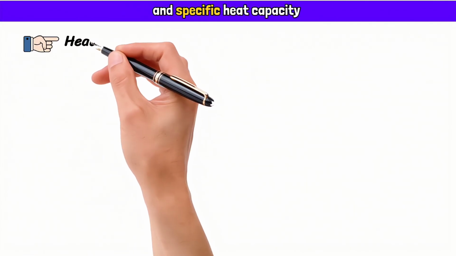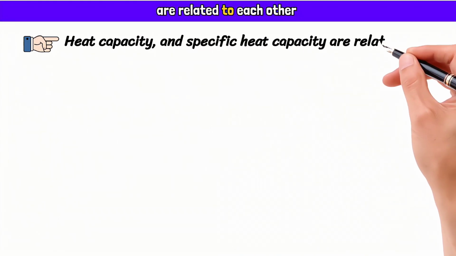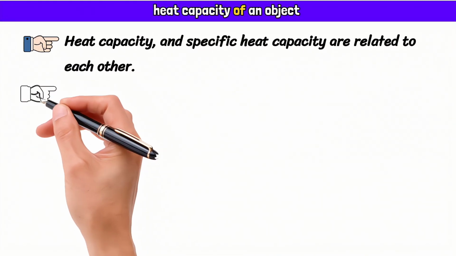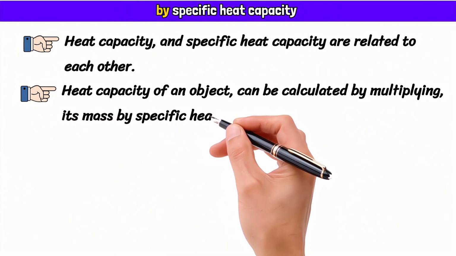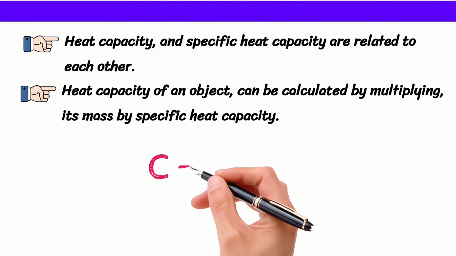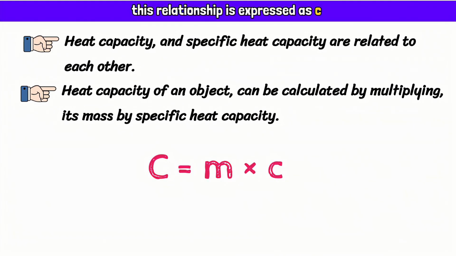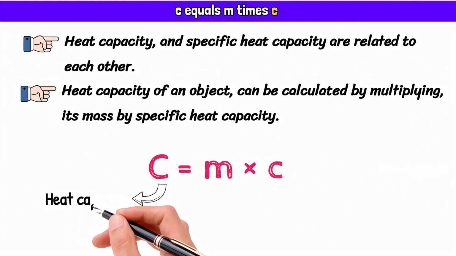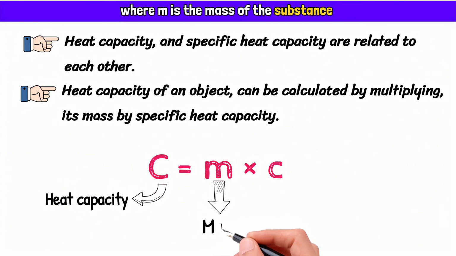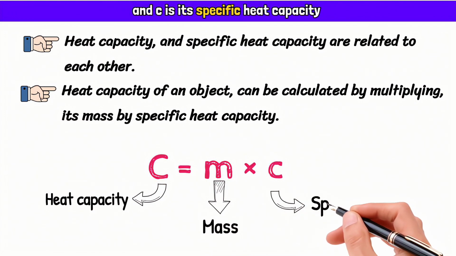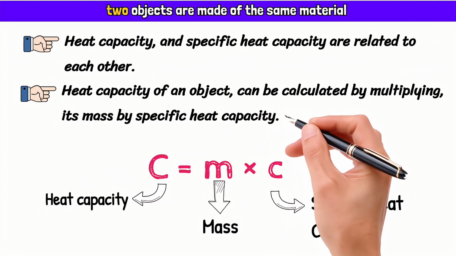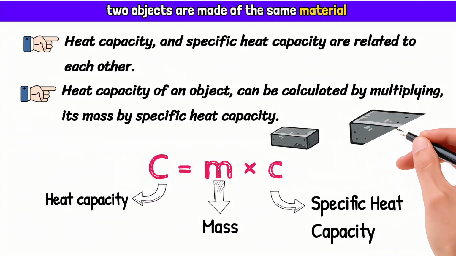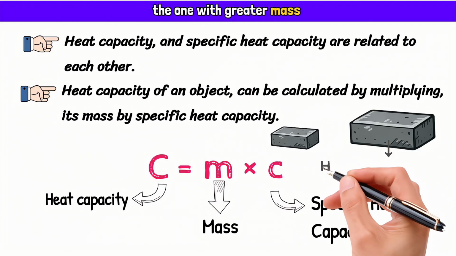Heat capacity and specific heat capacity are related to each other. The heat capacity of an object can be calculated by multiplying its mass by its specific heat capacity. This relationship is expressed as C = m × c, where m is the mass of the substance and c is its specific heat capacity. This formula shows that even if two objects are made of the same material, the one with greater mass will have higher heat capacity.